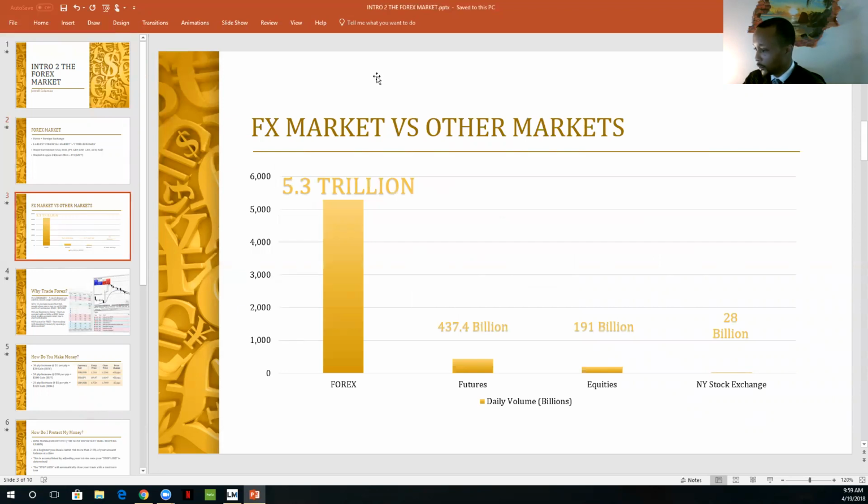So here you can see on the chart, the Forex market does about $5.3 trillion in daily volume. There is nothing else in the trillions. There's nothing else that even does $1 trillion a day. So we have futures here, 437 billion a day, equities 199 billion a day. The New York Stock Exchange altogether, I'm going to say only $28 billion, which is still a lot of money, but it only does 28 billion a day compared to Forex doing 5.3 trillion. So there's just a lot more money to be made over here.